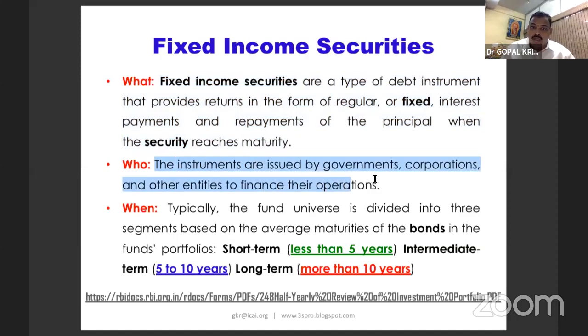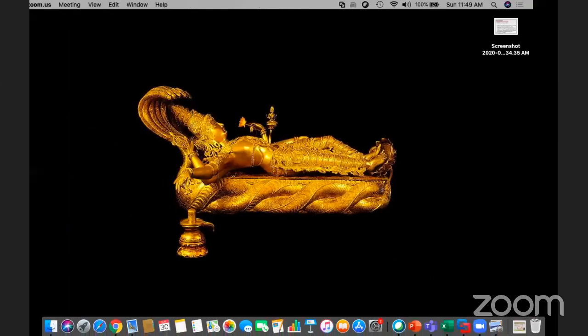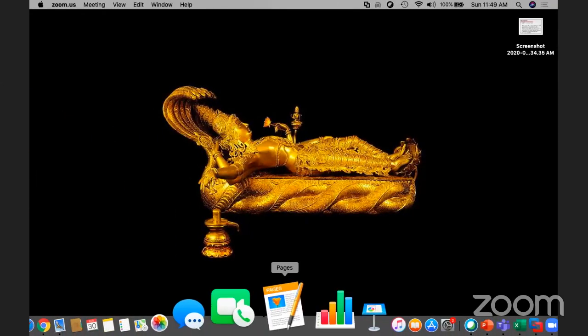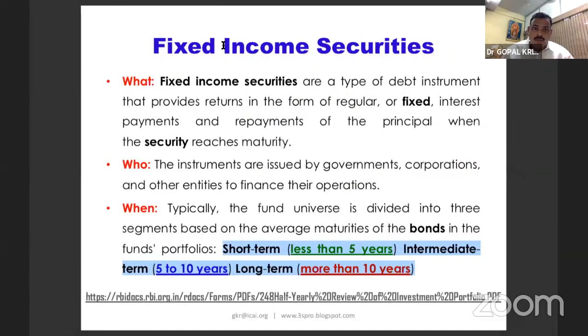And who are all the ones who will issue fixed income securities? Everyone. It's not only government, it's also companies. And typically, fixed income securities will be either short term, meaning less than 5 years, medium term, meaning 5 to 10 years, or long term, meaning more than 10 years. So this is the universe of fixed income securities.